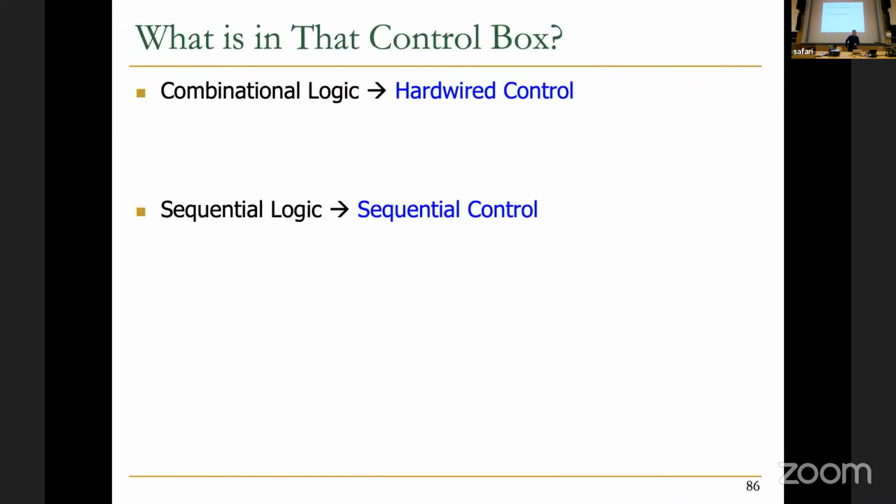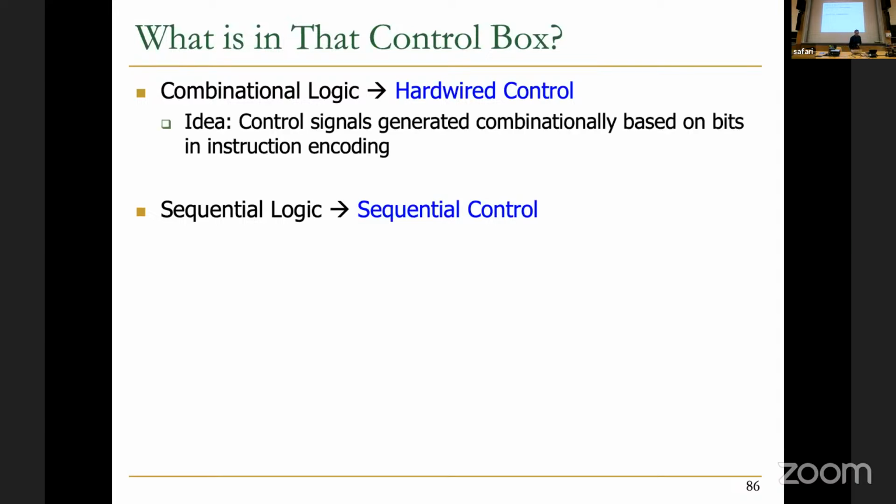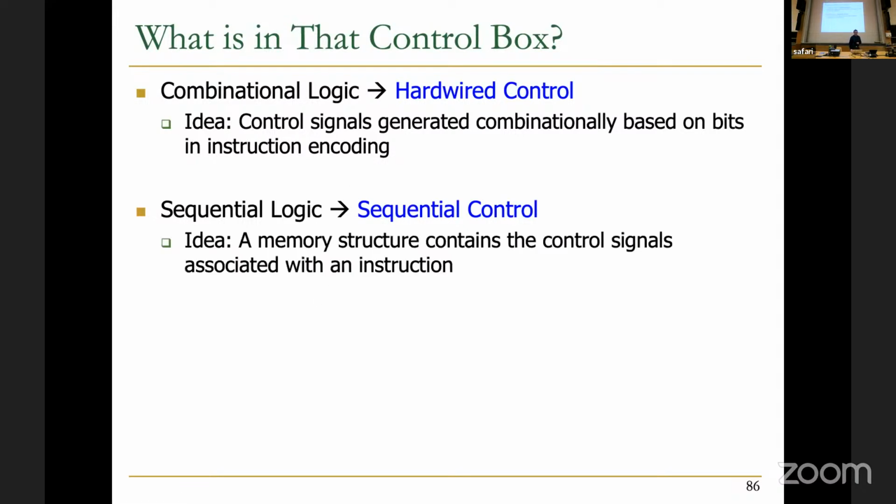Okay, so let's talk about how this control signal generation is done. I've given you already the hardwired control. Basically, control signals are generated combinationally based on bits in the instruction encoding, plus some bits that you need during data path processing, like in conditional branch. But you could also do it sequentially, and we will see that later on, not today. Basically, you can have a memory structure that contains a control signal associated with an instruction. This is called a control store.